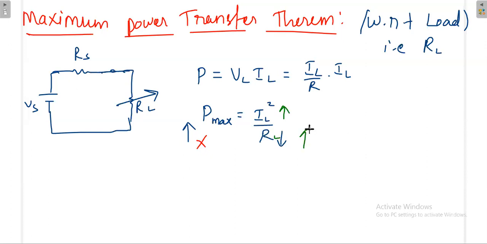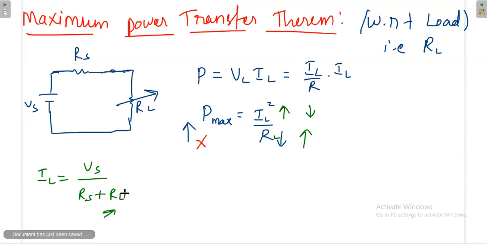Once if you increase RL, that IL will decrease because that is evident from here, because IL is equal to what? Always Vs divided by Rs plus RL. RL is in your hand. You can increase or decrease. But if you increase RL, IL will decrease. If you decrease RL, IL will increase. But in the power formula, it is making some confusion. You cannot come to a conclusion finally whether the power is increasing or decreasing.